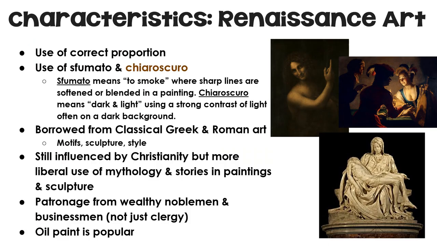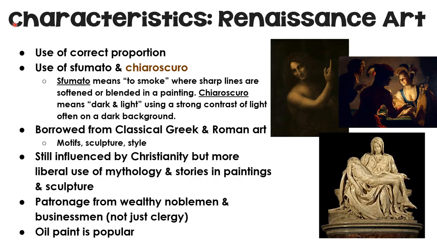Here are some characteristics of Renaissance art. Coming out of the Middle Ages, they used a lot of correct proportion. Science was being advanced a lot, so the artists, especially Da Vinci, who was also a scientist, tried to make everyone look exactly how they were and had the correct proportions for all of the parts of the body and everything.